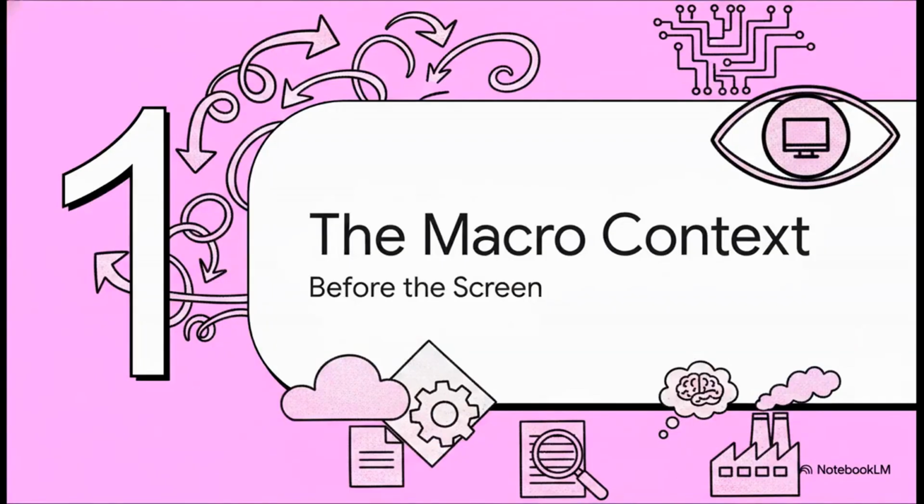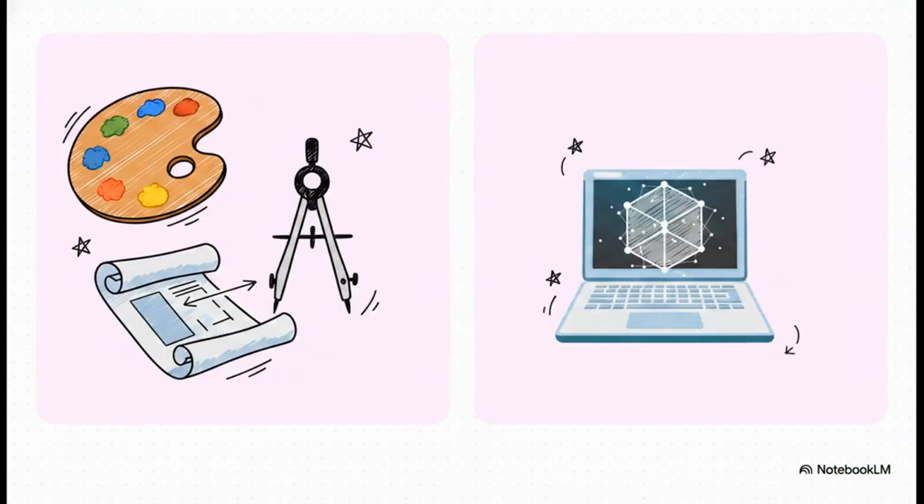Part 1. The macro context. What happens before a component even hits the screen? So think about it like this. Conceptually, a component is actually born in a design system long before it ever hits your codebase. It starts as a request, goes through triage, gets designed, and finally documented, kind of like launching a miniature product.